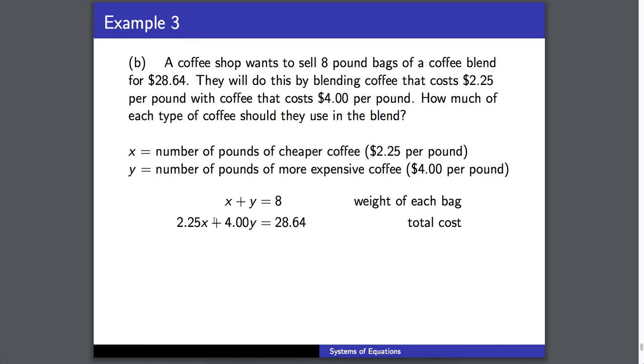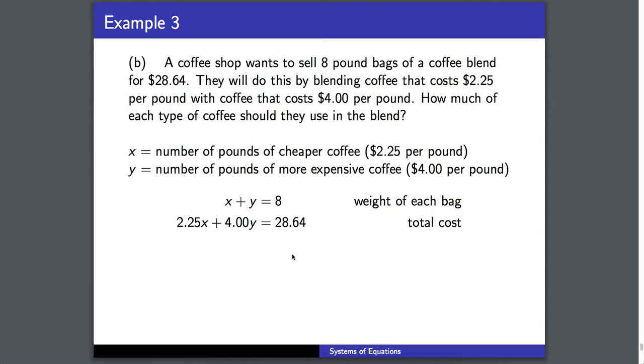So just like with the last one, our first equation represented just volume of liquid. Here, our first equation is going to represent just volume, or weight rather, of coffee. So we have X plus Y equals 8. So the number of pounds of the cheap coffee plus the number of pounds of the more expensive coffee should be 8 pounds total for the bag.